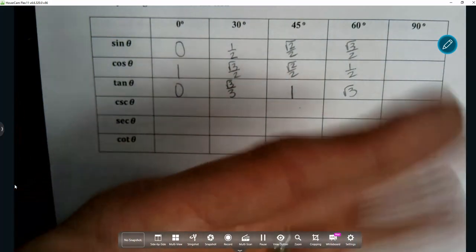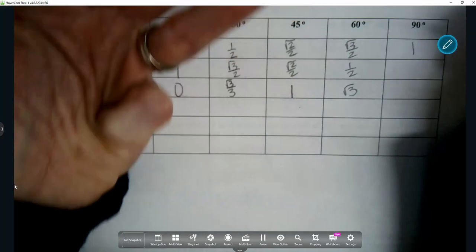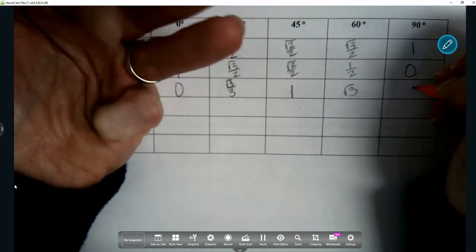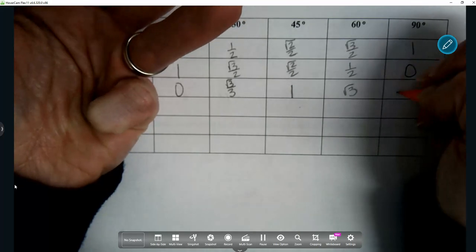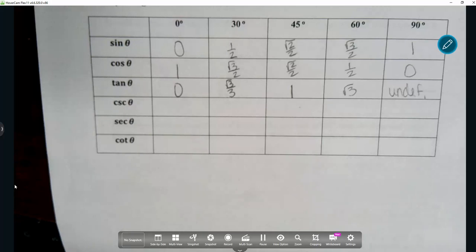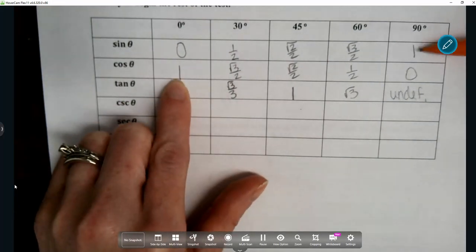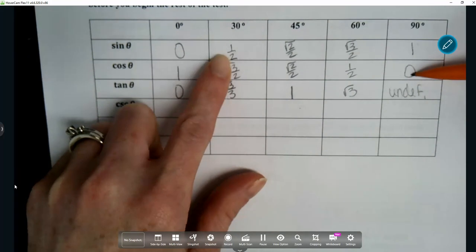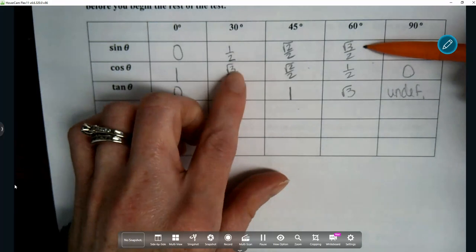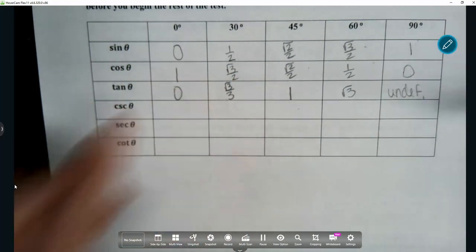And 90, sine, square root of the top, so square root of 4 is 2, divided by 2 is 1. Cosine is the bottom, square root of 0 divided by 2 is 0. Tangent, square root of 4 over square root of 0 is undefined. And remember, sine and cosine are cofunctions. So the sine of 0 is equal to the cosine of 90. Sine of 30 is cosine of 60. Sine 45, cosine 45. Sine 60, cosine 30. Sine 90, cosine 0. They're just the same reversed.